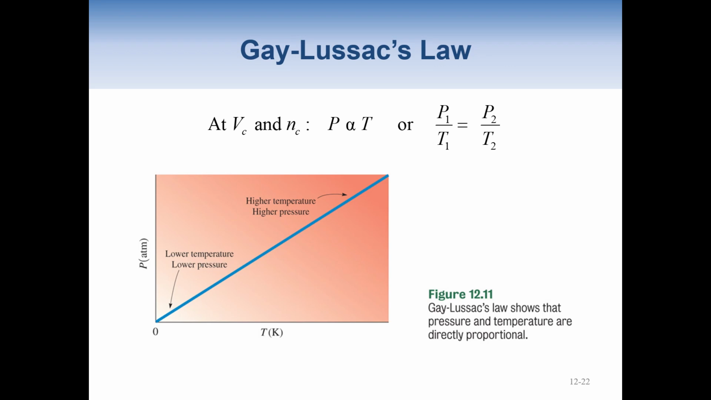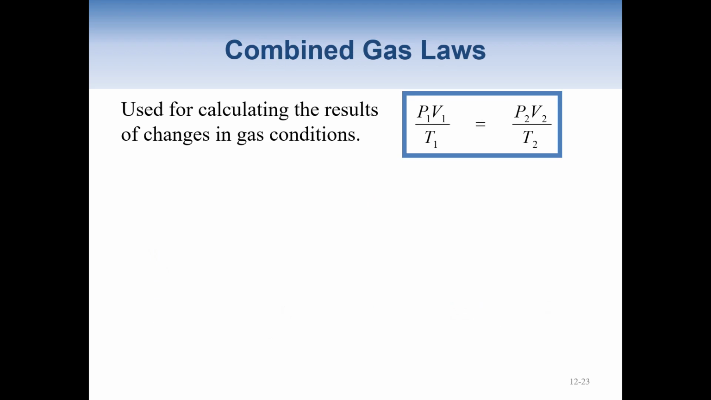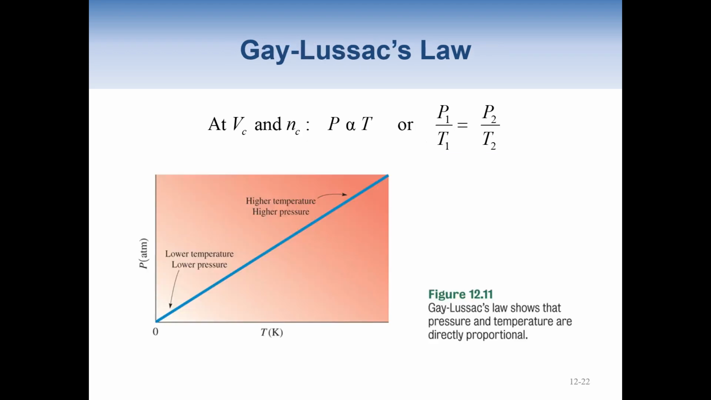Gay-Lussac's law compares pressure and temperature. As one increases, the other also increases. So these are directly related. As pressure goes up, temperature goes up. P1 and T1, P2, T2, very similar to the volume ones, so we won't actually go through any examples of this, but you may encounter a problem like this on a test.